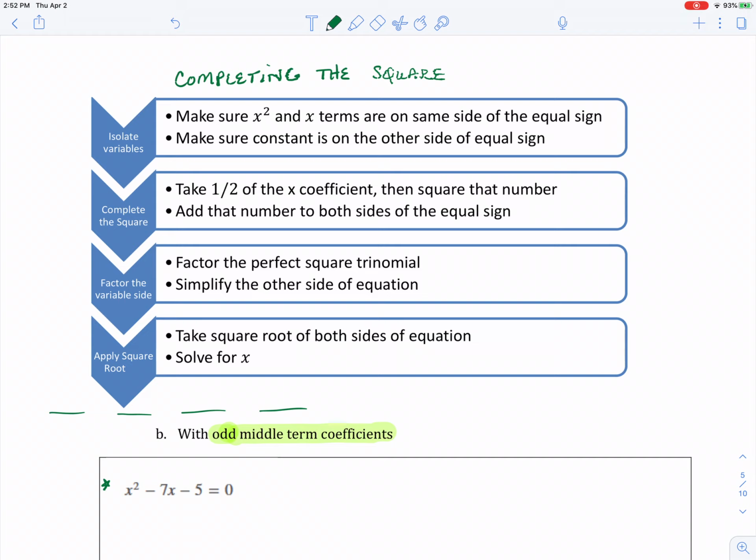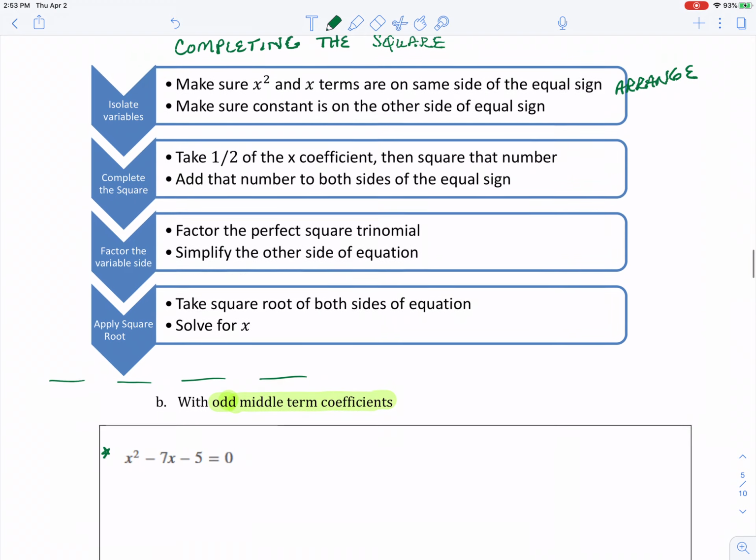So you see the steps outlined here. The arrangement in the first step, you want to make sure that you have the second degree and the first degree variable terms on the left, and make sure that the constant is over on the other side. Then you're going to do the completing the square, which is to take half of the x coefficient, square it, and add to both sides, and then factor, take the square root of both sides, and solve. So we've got a lot of steps going on here.